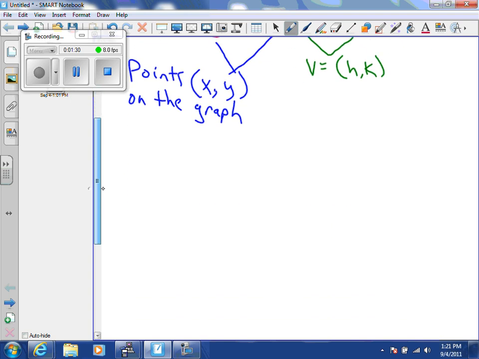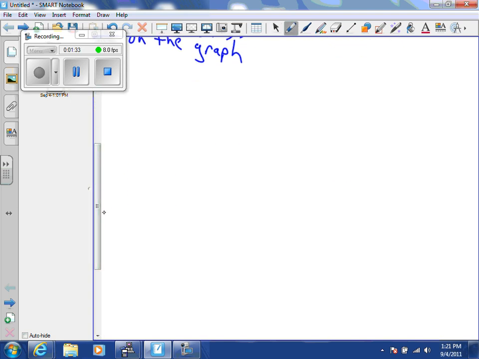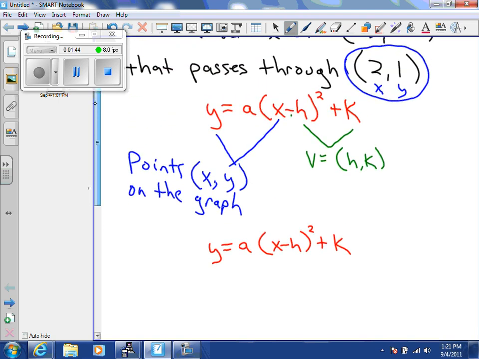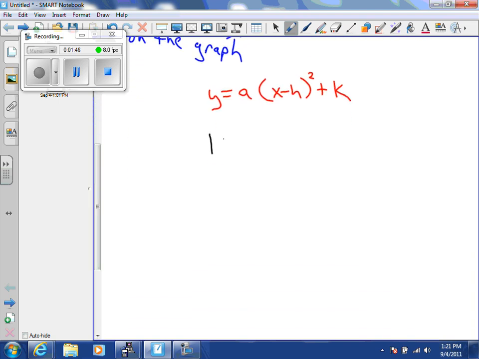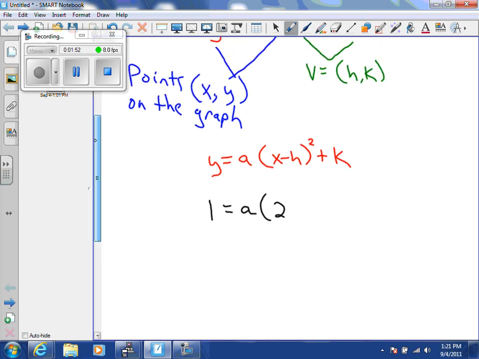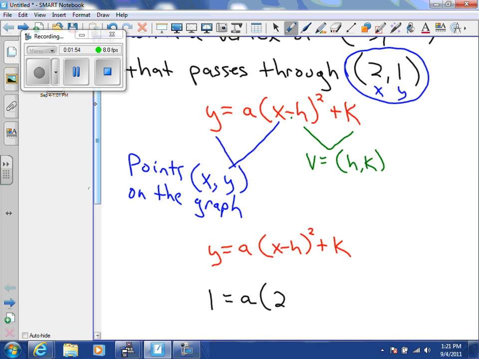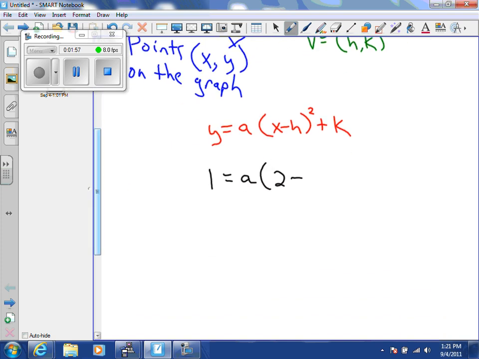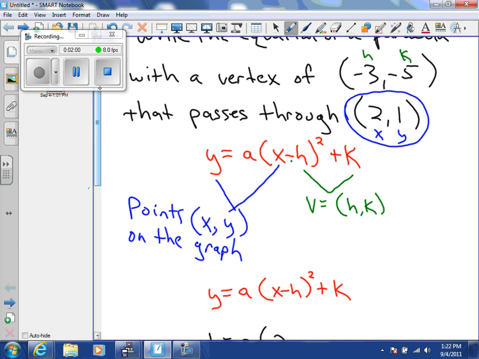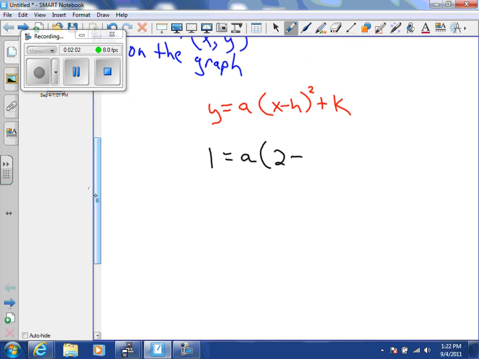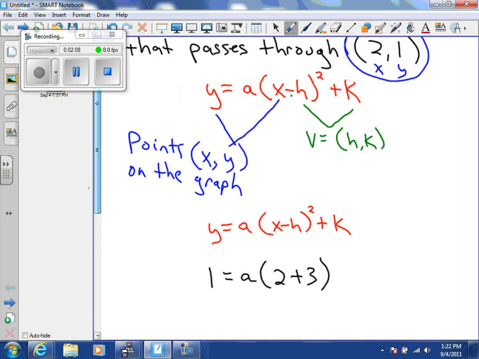So let's see what that looks like. I'll rewrite y equals a times (x minus h) squared plus k, and we're going to substitute in everything we know. Well, y, that was the ordered pair 2 comma 1, so this is going to be 1 equals, I don't know a, but I do know that the x was 2, because that was the ordered pair 2 comma 1, right there. Okay. Minus h. Well, h in this case is negative. When we subtract a negative, it becomes plus. So instead of minus negative 3, I'm going to write plus 3.